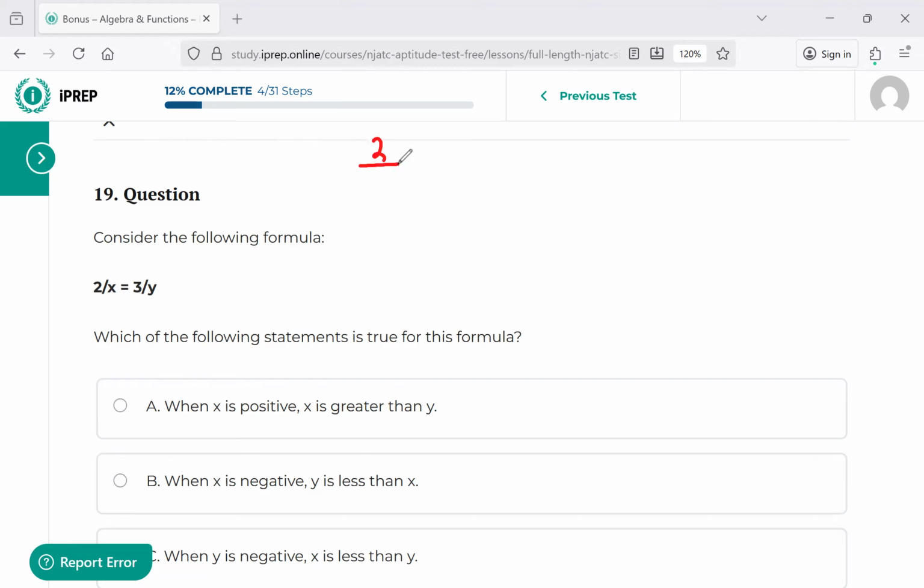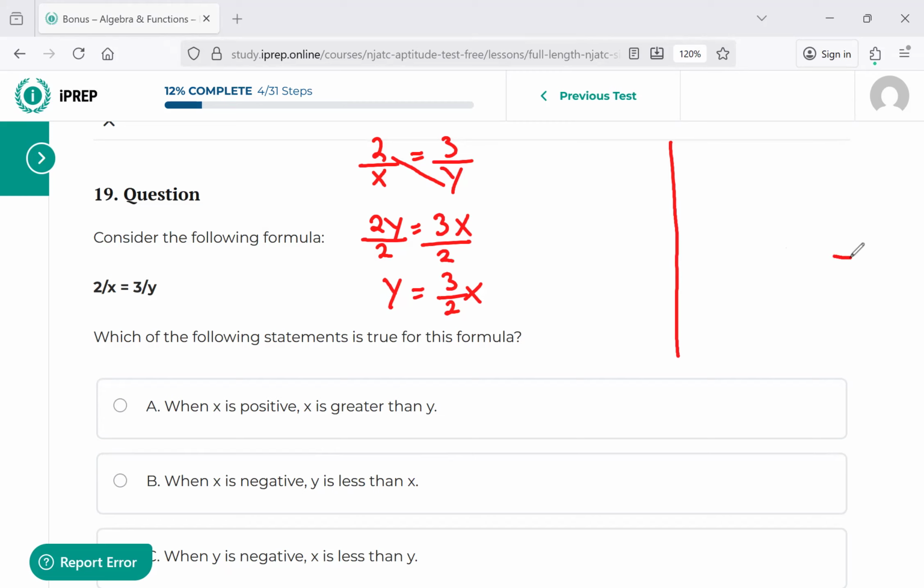So we have 2 over x equals 3 over y. What you want to do is solve for y so you can cross multiply. So this is going to be 2y equals 3x, and then solve for y by dividing both sides by 2. So y equals 3 halves x. This one, you can graph this, right? It's pretty simple. Our x is our x and our y is our y.